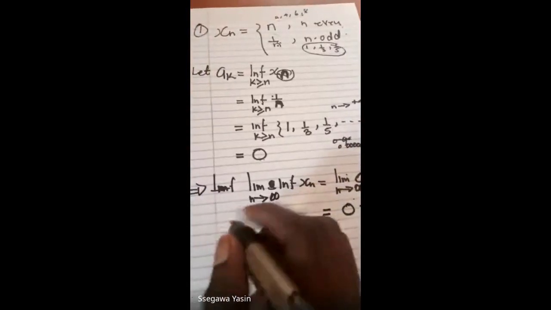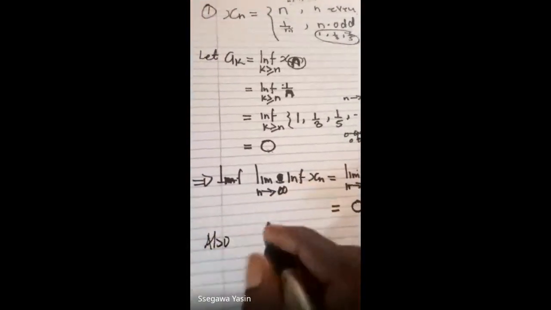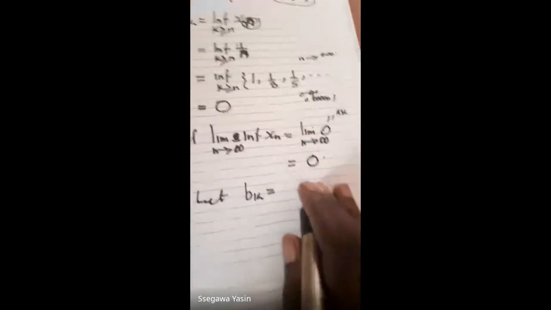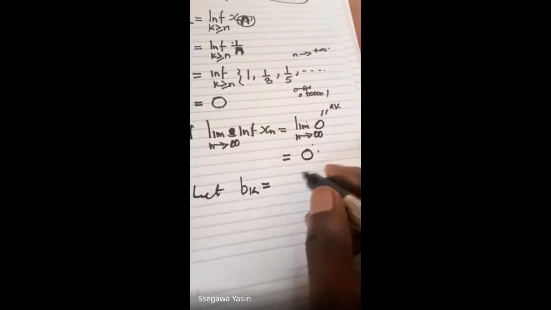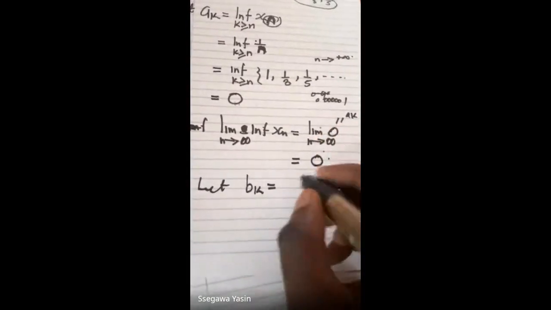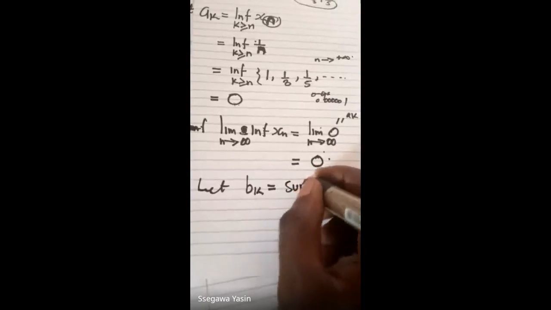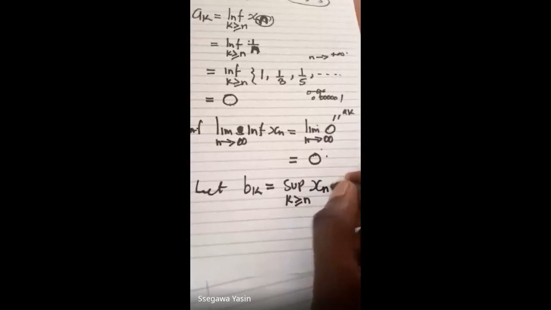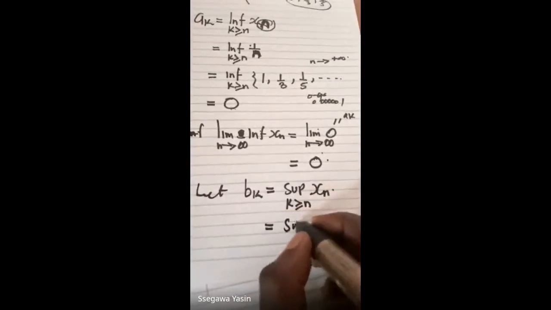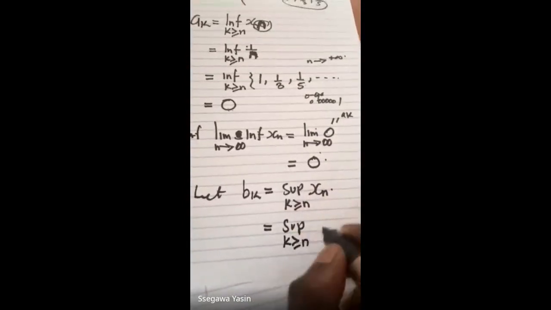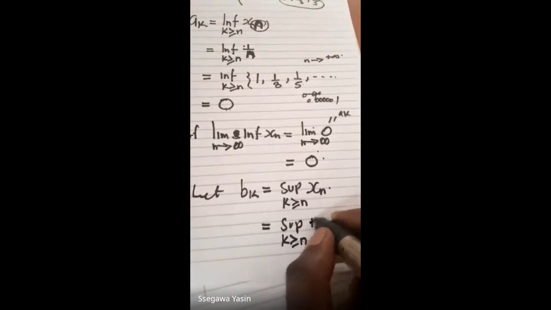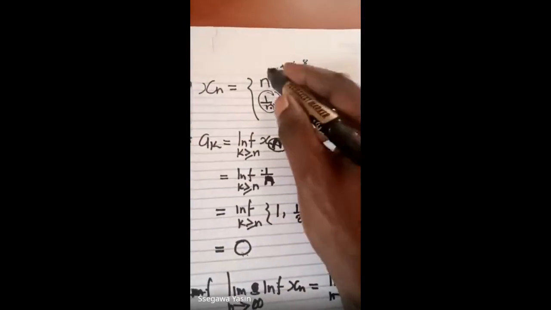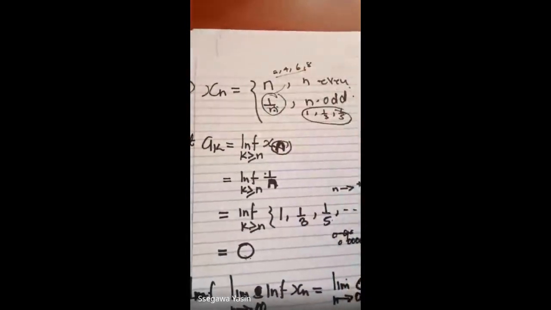Limit, also let bk be equal to this, the sup as n greater or equal to n of xn, and this is the same as sup of k greater or equal to n of this is n. Because remember, here we have picked this to give us a, so this one is what we pick to give us b.